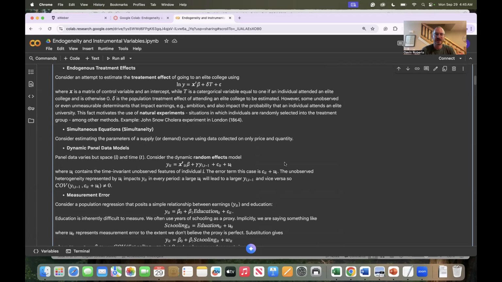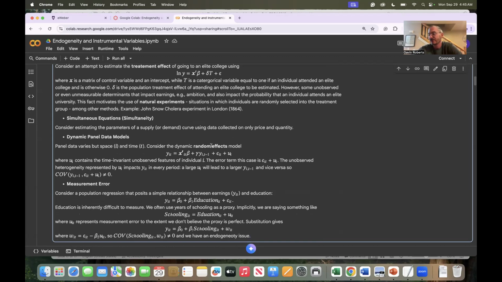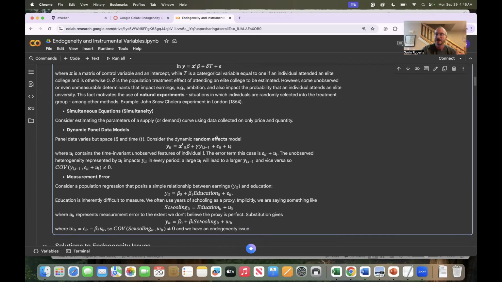However, there are some observed or even unmeasurable determinants that impact earnings. Why? Because earnings are going to be our outcome variable of interest, the natural log of earnings. So, for example, an individual's ambition is probably correlated with earnings, but it's also correlated with their ability to attend elite college. So that's exactly like an omitted variable bias, and it's going to be difficult in this case to actually just go collect this variable called ambition, and that's why it's its own category, because oftentimes this omitted variable problem shows up in ways that are not easy to collect data on, like ambition.